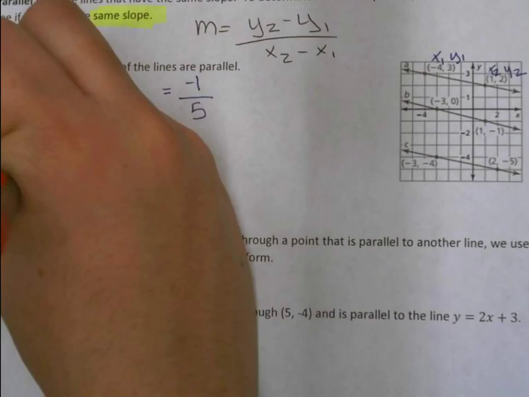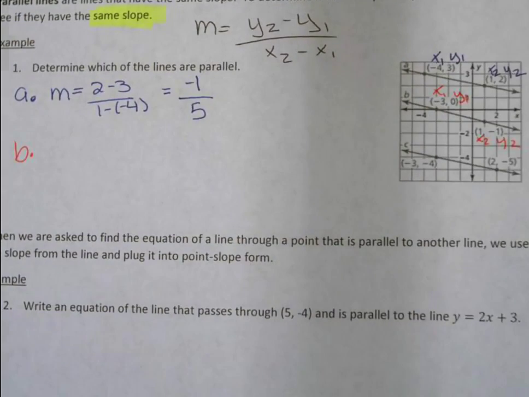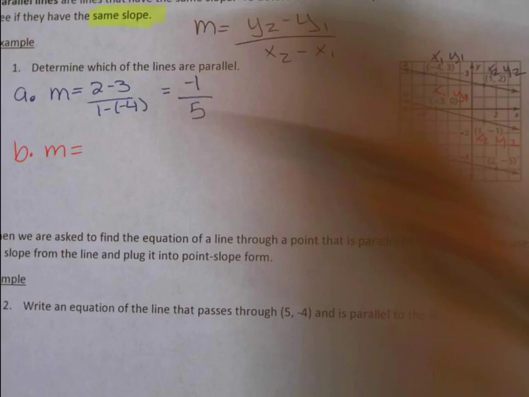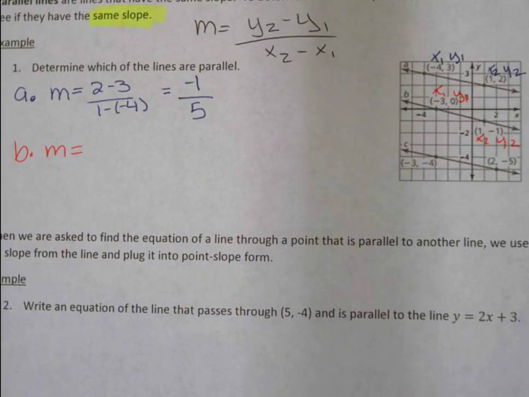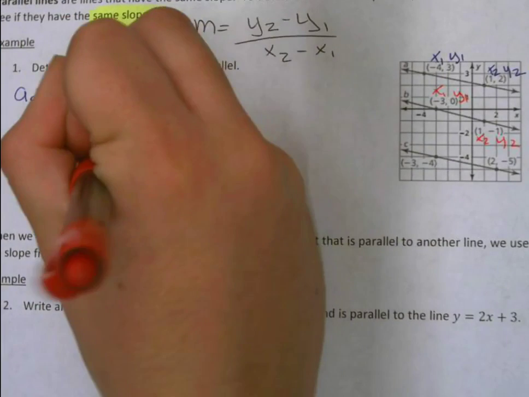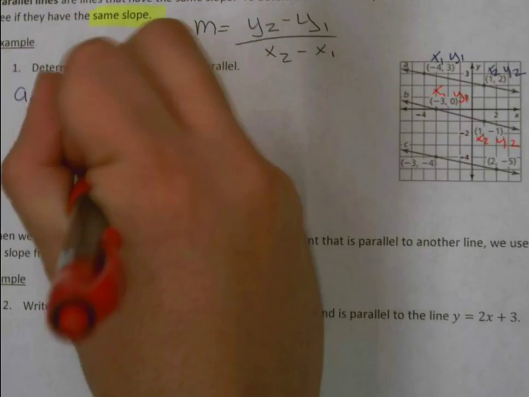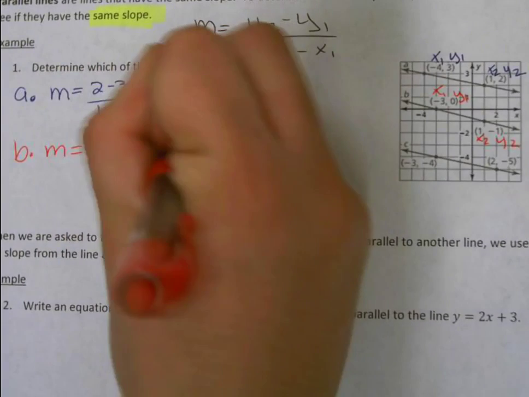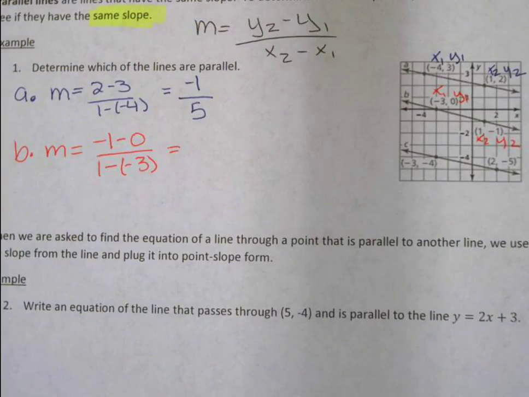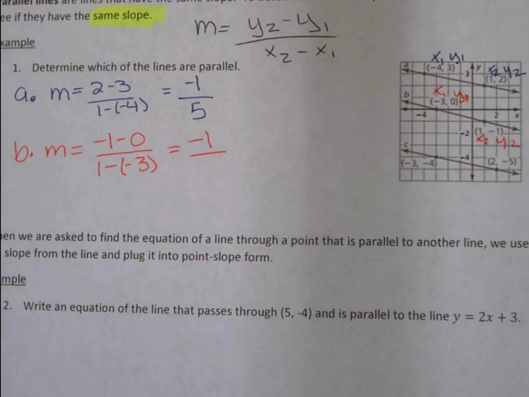I'm going to do this one in red. So this is going to be my x1, y1, x2, y2. So what do I write on the top of my slope formula? Negative 1 minus what? 0. And then on the bottom? 1 minus negative 3. So negative 1 minus 0 is negative 1. 1 minus negative 3 is 4.